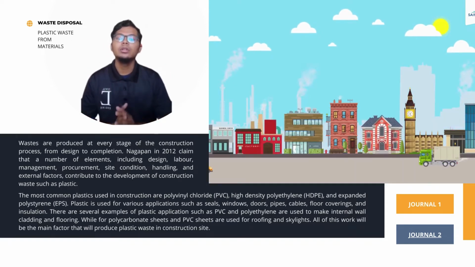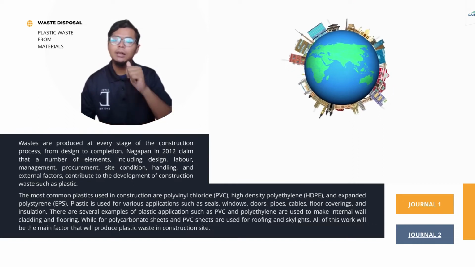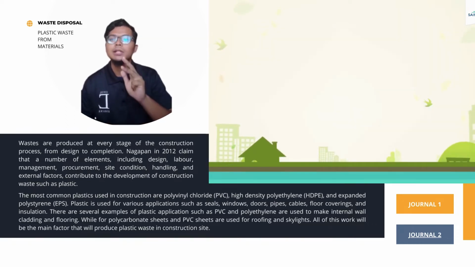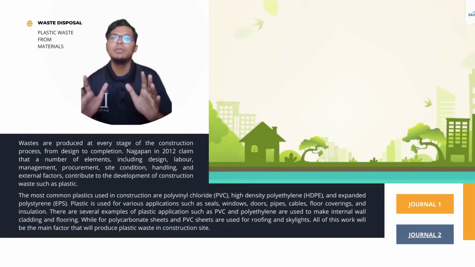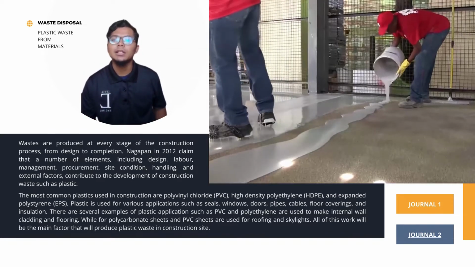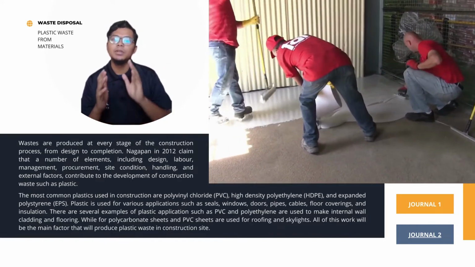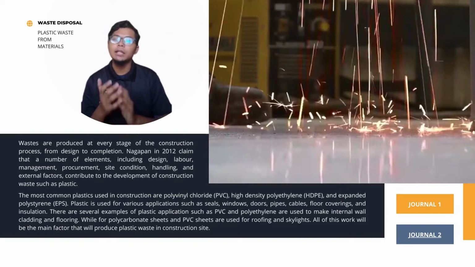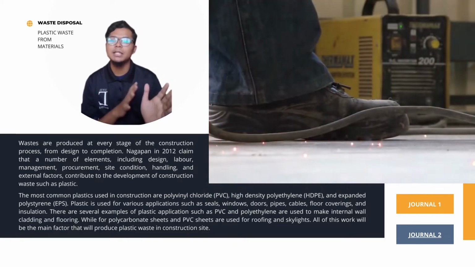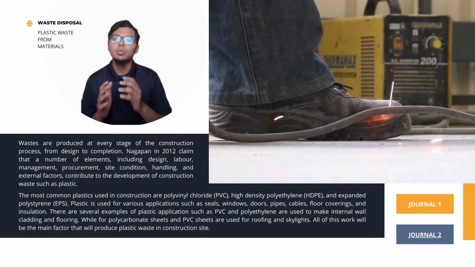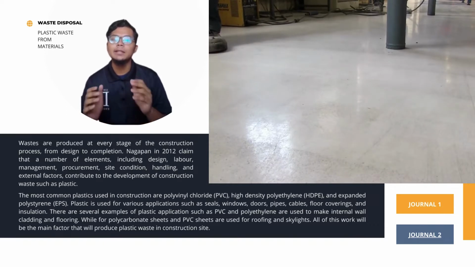Nagapan in 2012 claimed that a number of elements including design, labor, management, procurement, site condition, handling, and external factors contribute to the development of construction waste, such as plastic. The most common plastics used in construction are PVC, HDPE, and EPS. Plastic is used for various applications such as seals, windows, doors, pipes, cables, floor coverings, and insulation.